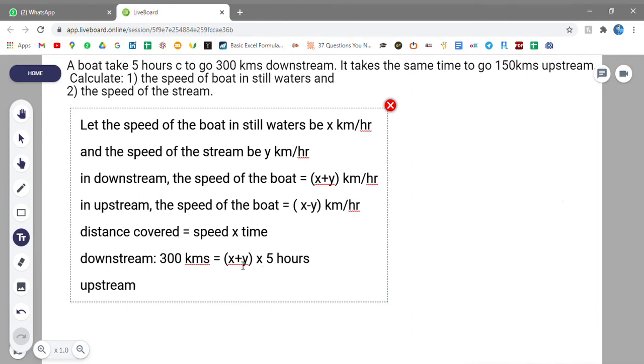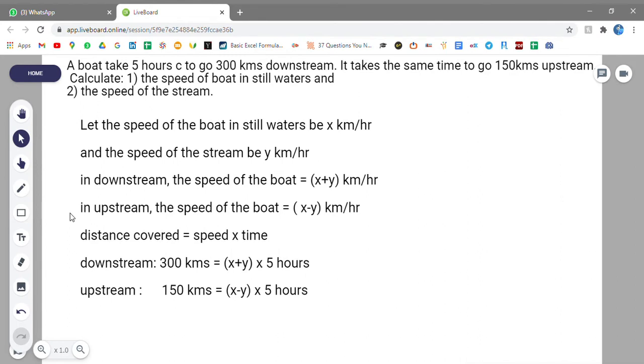For upstream, what is the distance covered? 150 kilometers, half of the distance, right? And what is the speed of the boat? The speed of the boat is x minus y kilometers per hour. So we are going to have x minus y into the time taken, which is the same 5 hours. This is what we will be able to define throughout the problem. After this we can derive the two equations and go on and solve them.